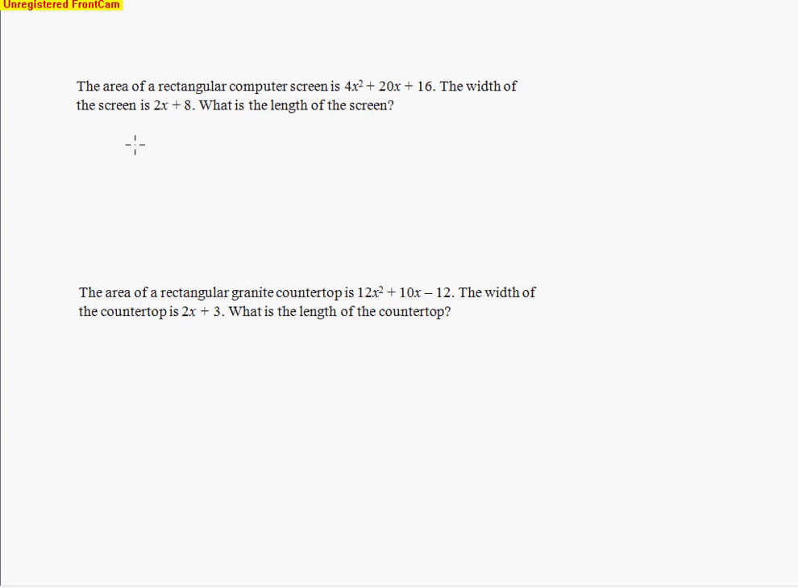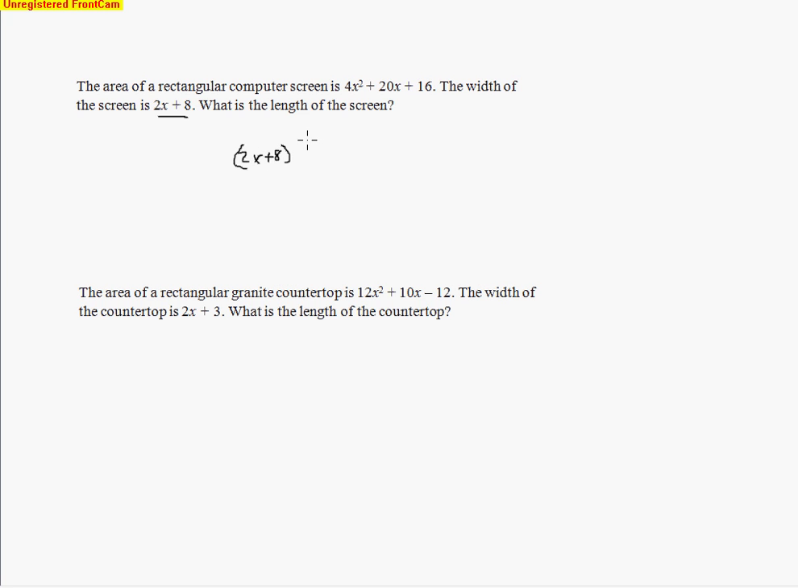And here we have the area of a rectangle computer screen is this. The width it gives us is 2x plus 8. So if they didn't give us the 2x plus 8, then we'd have to go ahead and factor. But look at this. We see that there's common factors. To make this factoring easier, you could have divided everything by 4 in this case, but I'm going to leave it as this expression because they gave me 2x plus 8 is one of them.